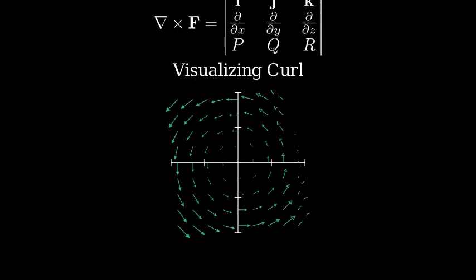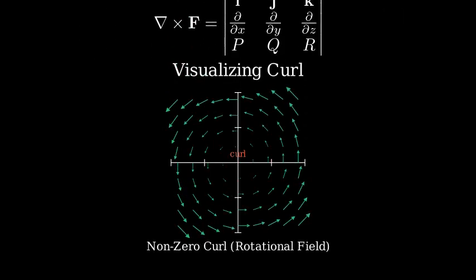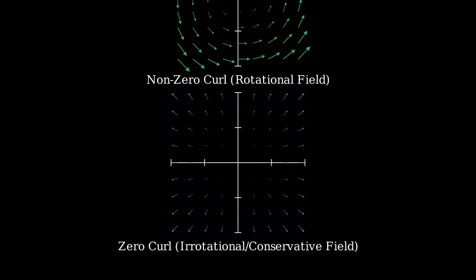Here's a vector field with non-zero curl, representing a rotational pattern around the z-axis. The curl vector would point along the z-axis, with its magnitude indicating the strength of rotation. And here's a vector field with zero curl, known as an irrotational or conservative field. Such fields can be expressed as the gradient of a scalar potential.